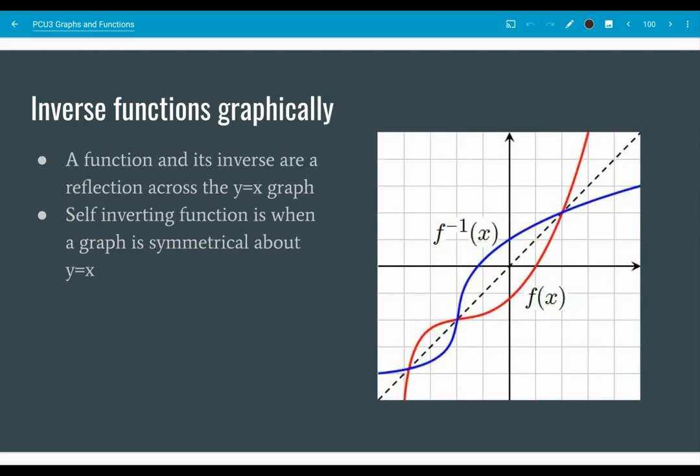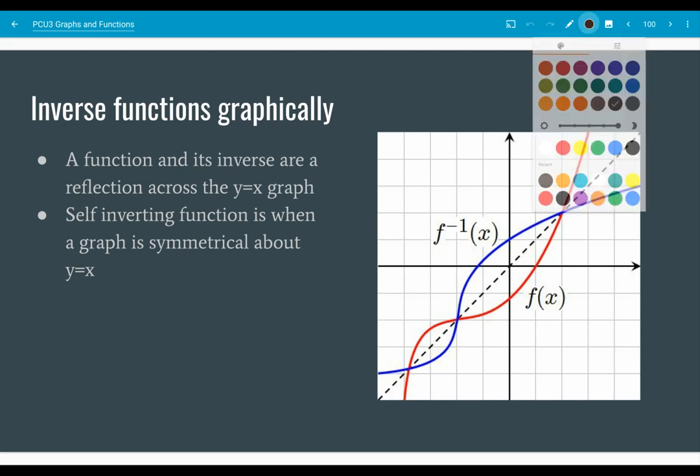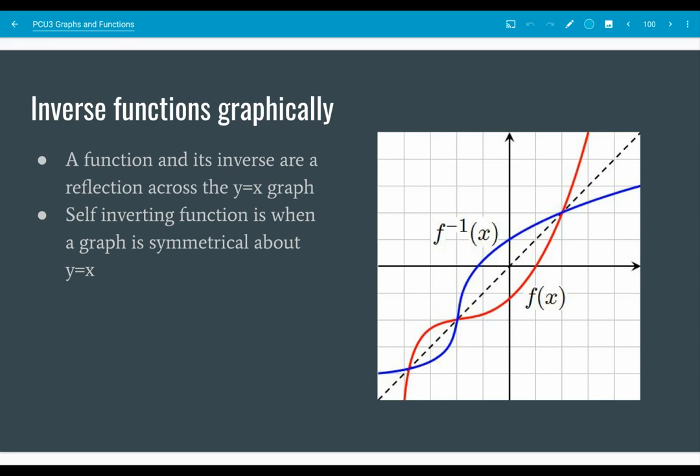Graphically, any inverse function is a reflection across the y equals x line. So if you think of your y equals x line, your dotted line here, you can reflect any function across that line and get its inverse. We don't do a lot of inverse graphically beyond just the abstract understanding.